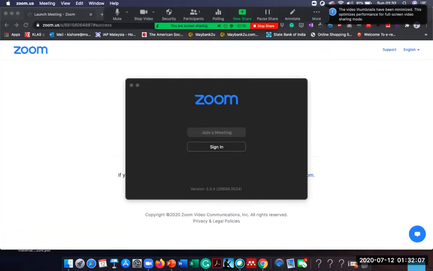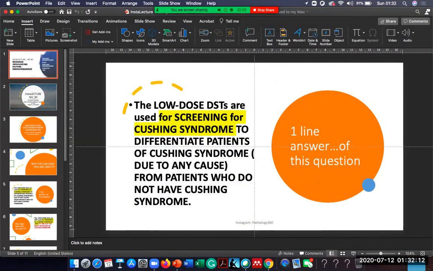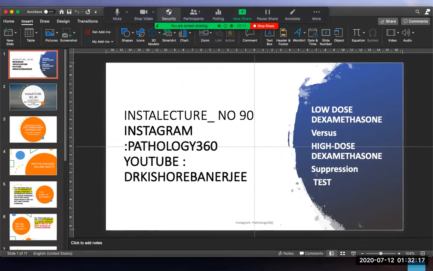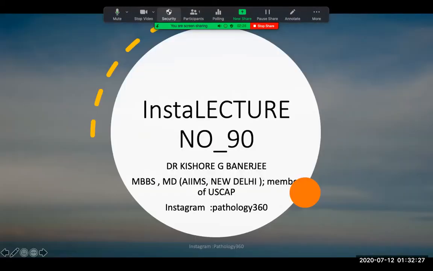To discuss these key concepts, I have prepared a PowerPoint, and let us go through it. Now I think you can see the PowerPoint on the screen, and that is the objective of this 19th InstaLecture, to learn about the difference between the low dose dexamethasone versus high dose dexamethasone suppression test. And this is the 19th edition of the InstaLecture.